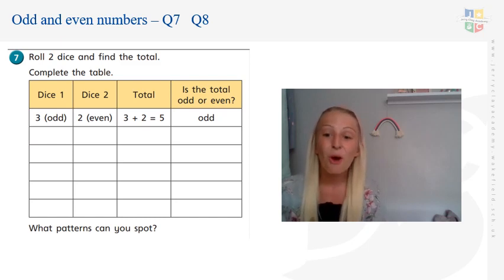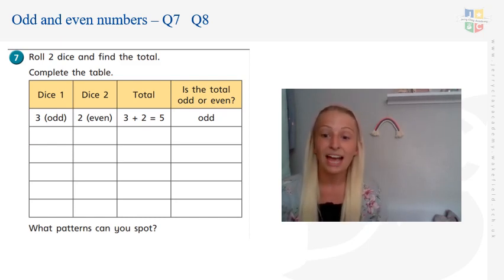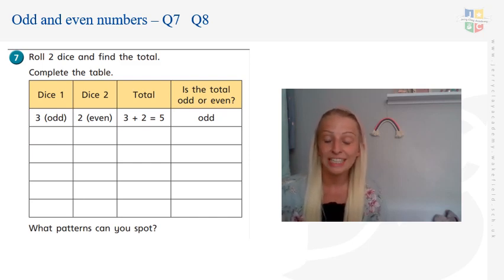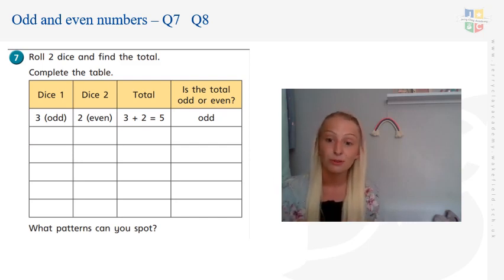Well done, Year 2. Okay, I'm just going to explain question number 7 as it asks you to roll a dice. Now, if you don't have a dice to roll, you could write some numbers down on a piece of paper from 1 to 6. You can tear them up or cut them up, fold them up and put them into a cup, and each time you can pick out 2 numbers.